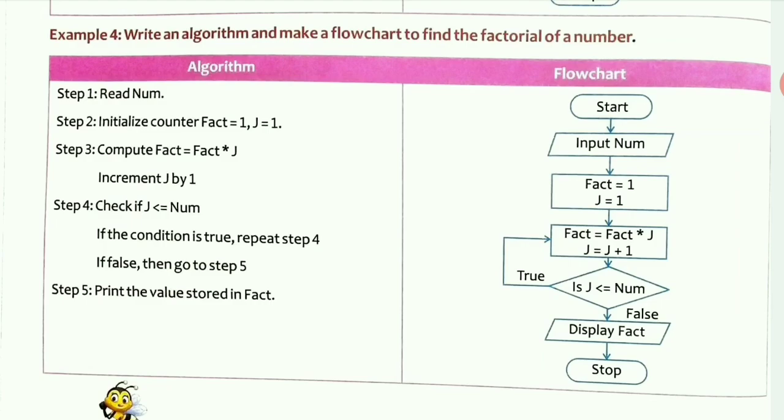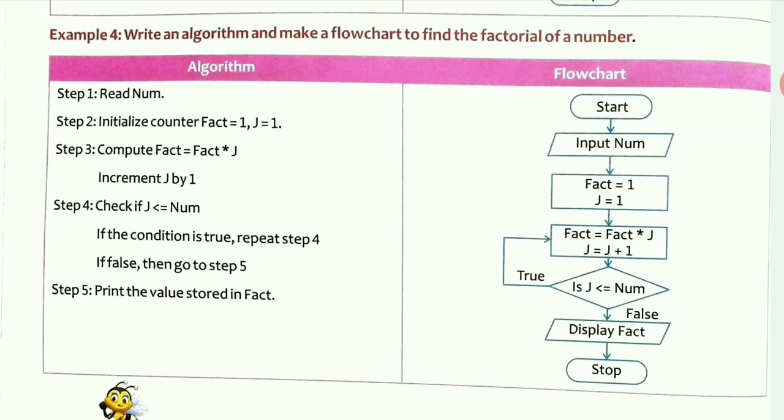Algorithm: step 1, read the number; step 2, initialize counter fact equal to 1 and j equal to 1. Then in step 3, compute fact, and it is fact equal to fact into j, and increment j by 1. And in step 4, check if j is less than num or not.